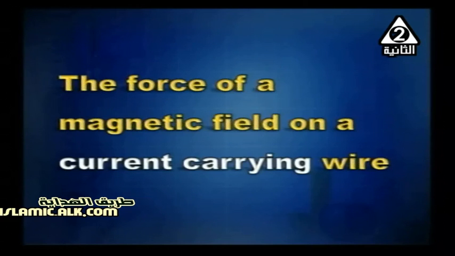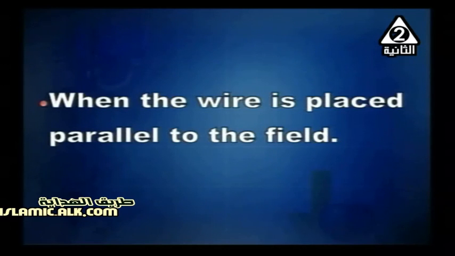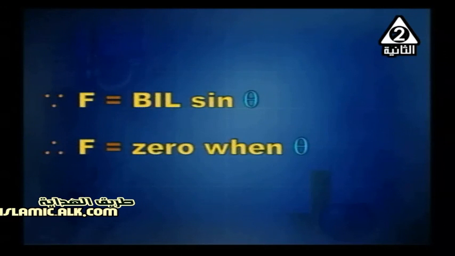When does the force of a magnetic field on a current carrying wire equal 0? Let me explain this. We've got a wire and a current is passed through the wire, and the wire is placed in a magnetic field, but no magnetic force acts on it. The wire is placed parallel to the field. When the wire is placed parallel to the field, force is given from the expression BIL sine theta. Force equals 0 when theta equals 0.